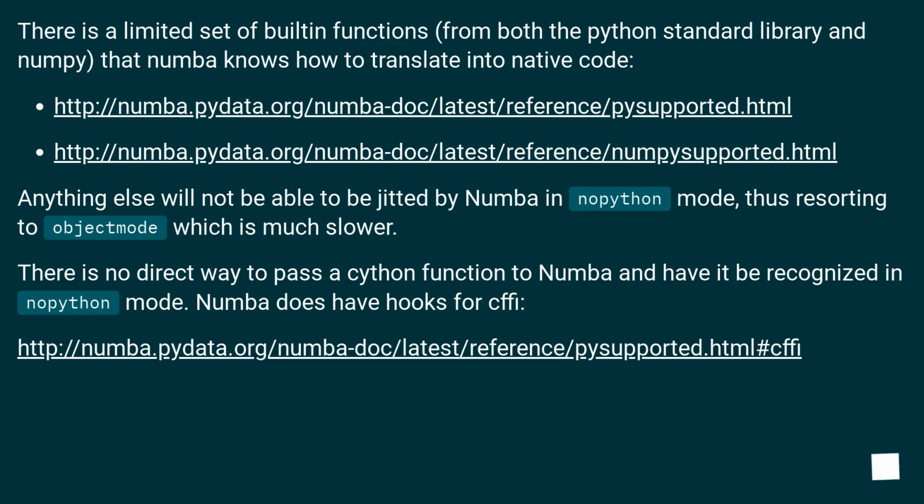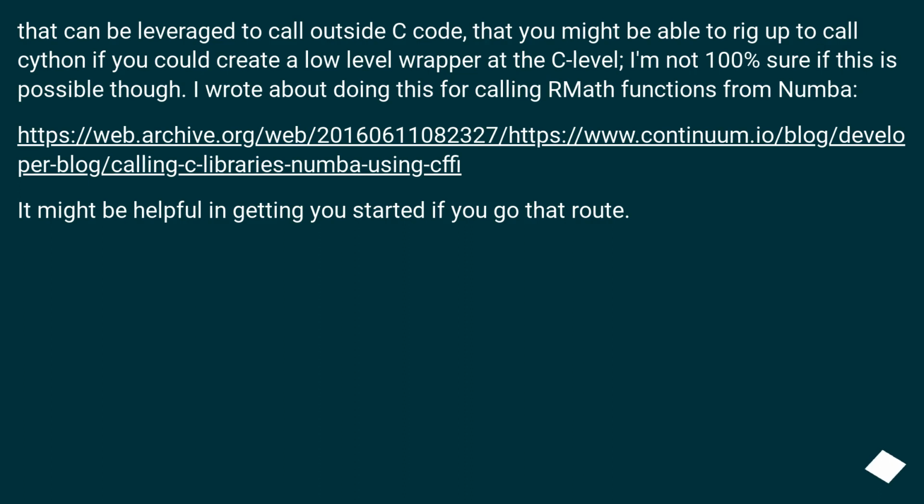Numba does have hooks for this. This URL that can be leveraged to call outside C code, that you might be able to rig up to call Cython if you could create a low-level wrapper at the C level. I'm not 100% sure if this is possible though. I wrote about doing this for calling math functions from Numba. This URL. It might be helpful in getting you started if you go that route.